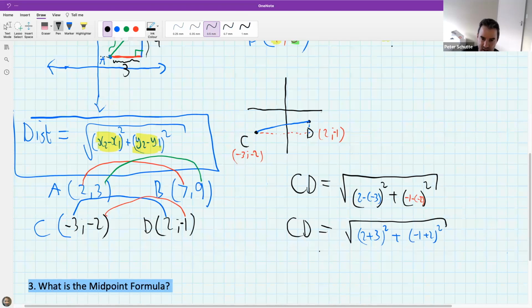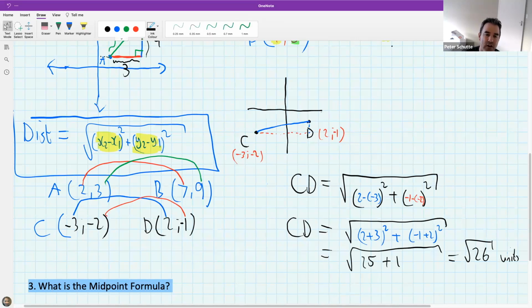Your calculator can sometimes help you do this more quickly, but it's good to understand. So 2 plus 3 is 5, squared that's 25, plus -1 plus 2, so that's 1 squared, that's going to be 1. You should get the square root of 26 units, which is just over 5. And so what we're saying is that this length over here is going to be square root 26. The way we did that is we found that this distance over here was 5 and this distance over here was 1, which makes sense when you think about it, because this point is 1 unit above it and this one is 5 units to the left.